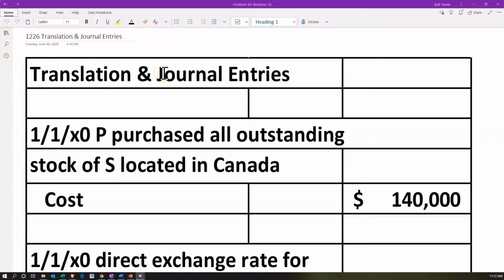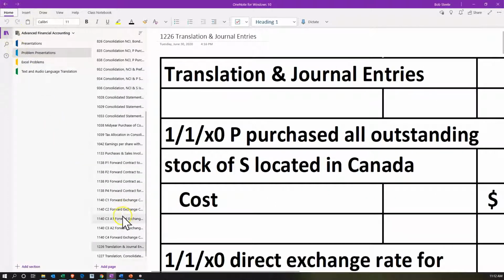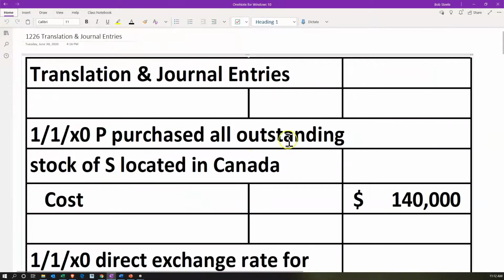Here we are in OneNote. If you're following along within OneNote, you don't have to, but if you have access to it and would like to, we are in the 1226, the translation and journal entries, under the problem presentations tab. We're going to go over all of the information first, then we'll work through the problem, taking components of that information as we do so.